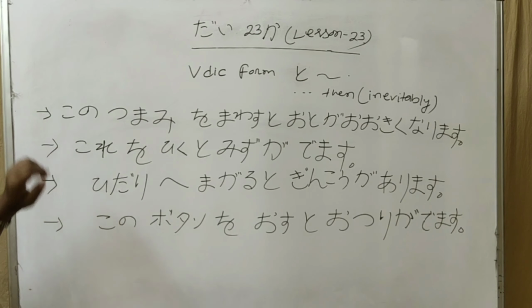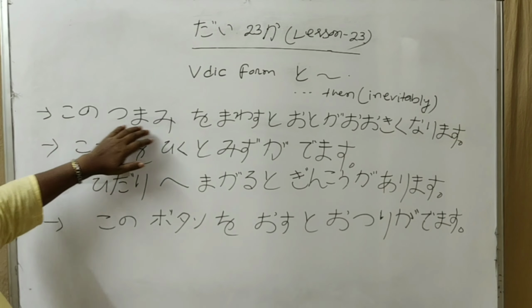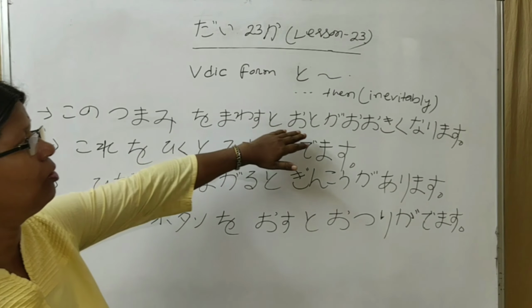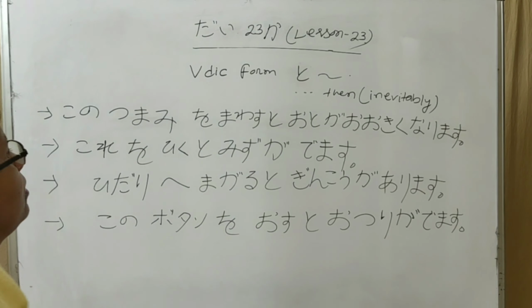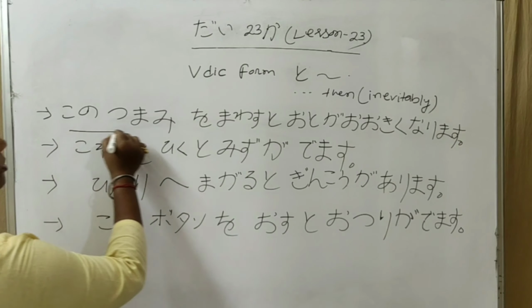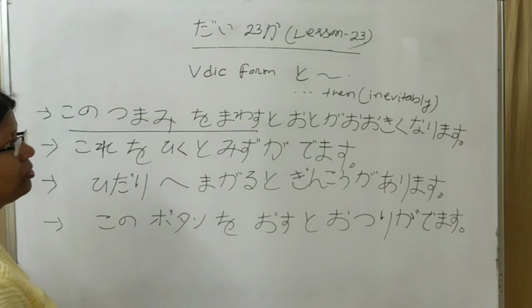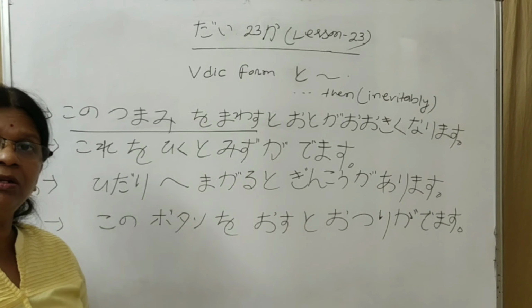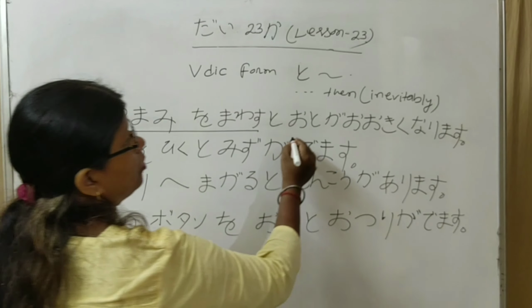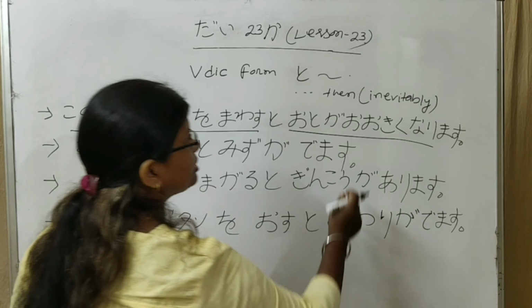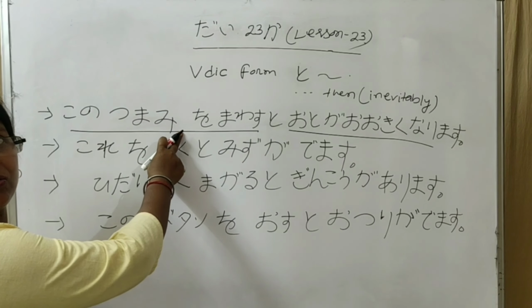Look at the sentence. Kono tsumami o mawasu to oto ga okiku narimasu. Kono tsumami o mawasu. This action the doer will do. But oto ga okiku narimasu, it is the consequence of this action.